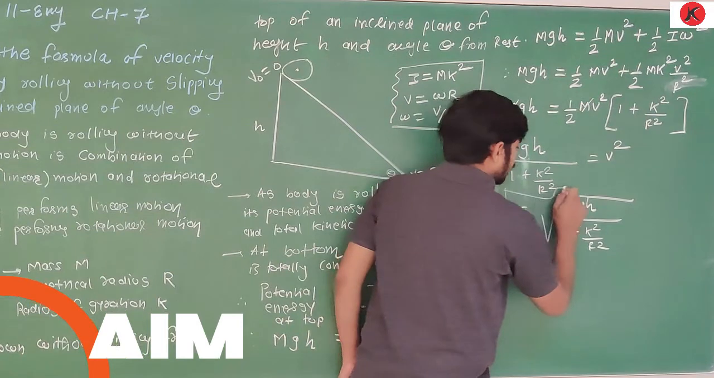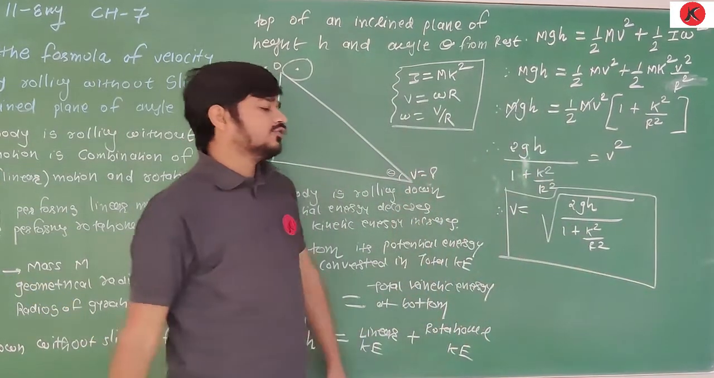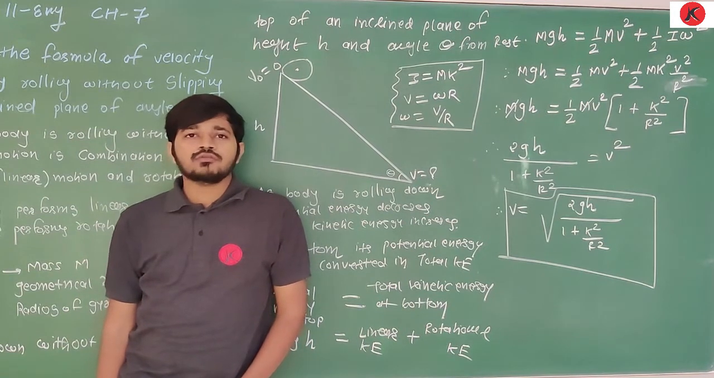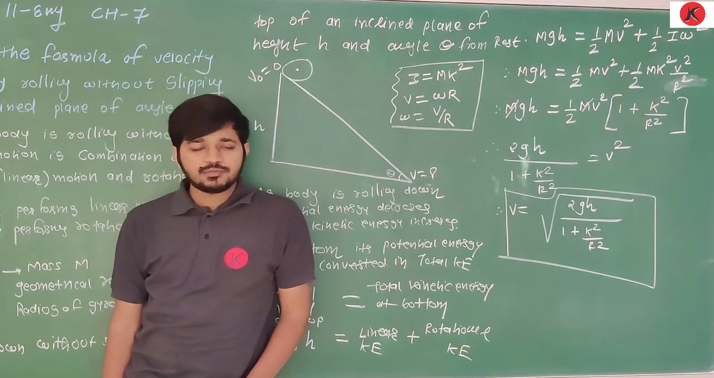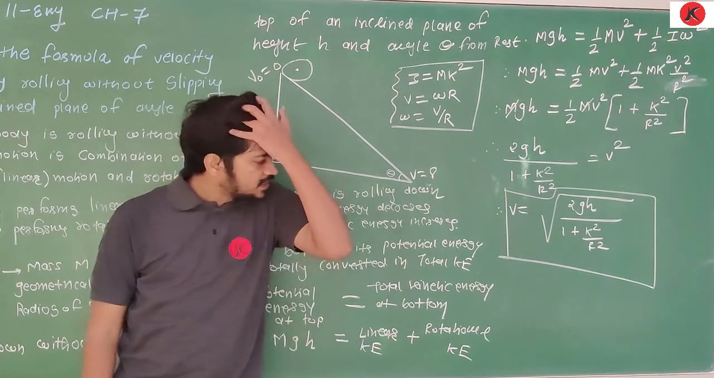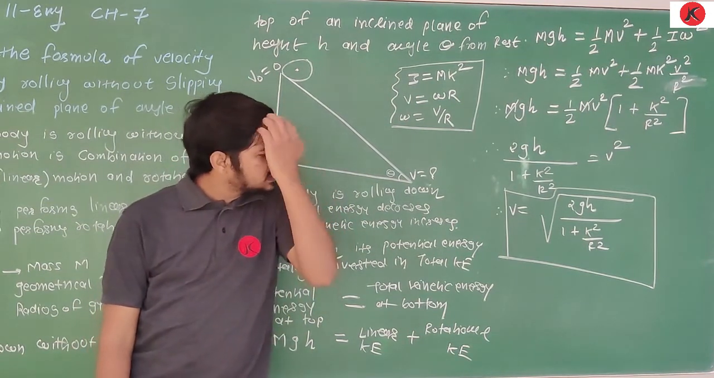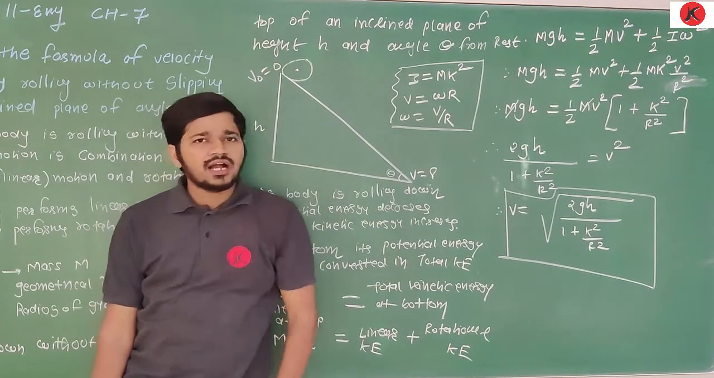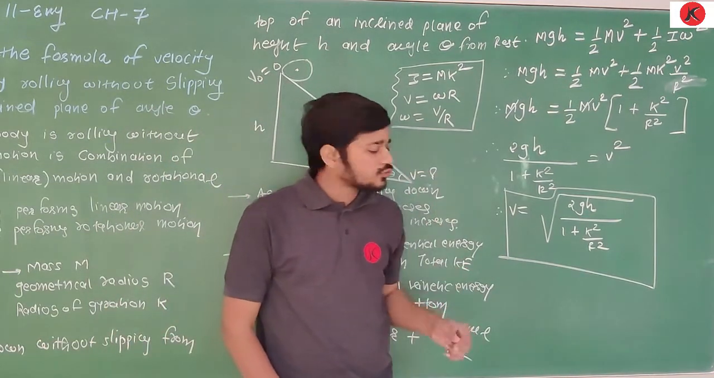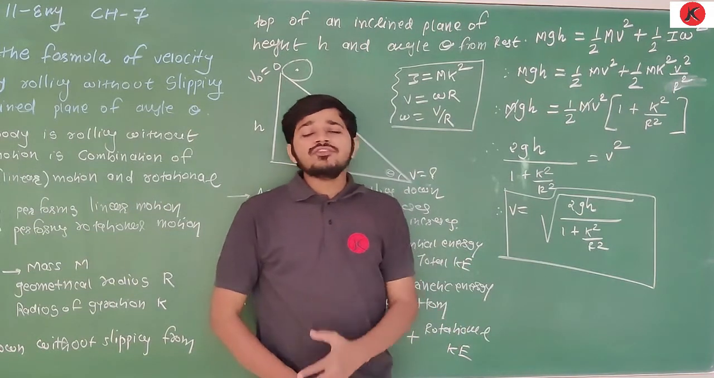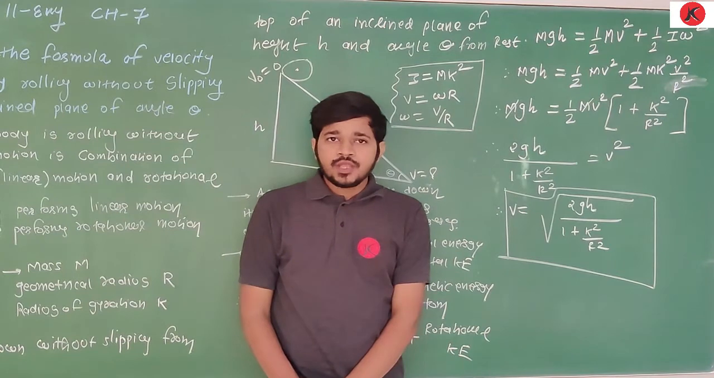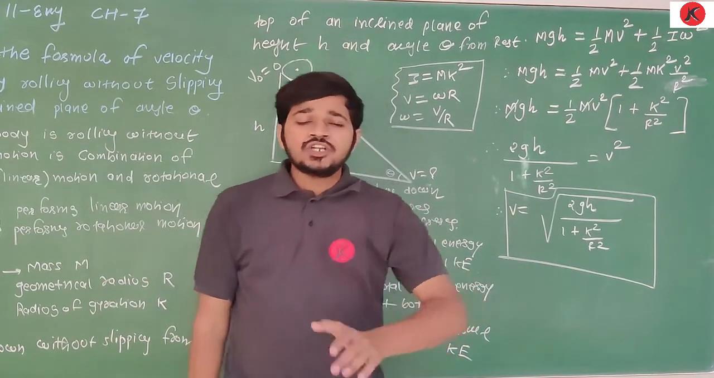And yes, you have to remember this equation. The velocity at the bottom of an inclined plane for an object rolling without slipping is v is equal to under root 2gh upon (1 plus k square upon r square). Now see, 2 is 2, g is g, h is the height of the slope, 1 is 1, k is the radius of gyration, and r is the geometrical radius. Now see, it is one general equation.